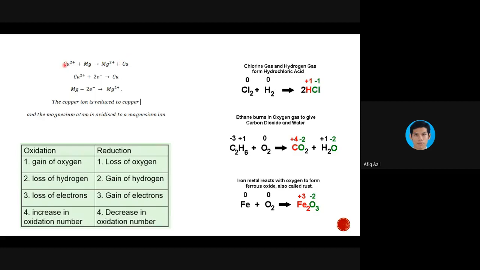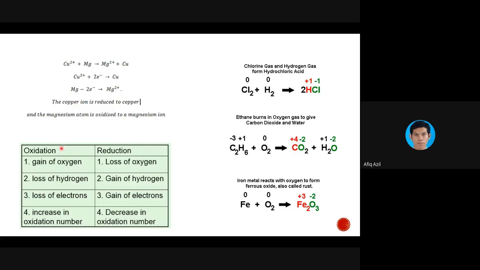So copper 2 plus undergoes reduction, while for magnesium, from oxidation number 0 it becomes 2 plus. So this one is considered to be oxidized. So copper 2 plus receives electrons, okay, to form this copper metal, while the magnesium releases or donates electrons to form magnesium 2 plus. So it must remove 2 electrons so that it becomes 2 plus.